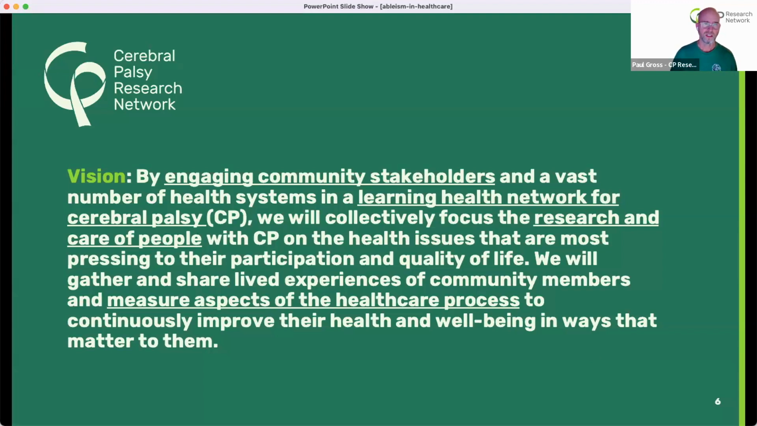So our vision is that by engaging a very large number of stakeholders, both community members and people that care for people with CP, and a large number of health systems in a learning health network, which is a specific thing that uses the data from treatment of people to improve the treatment of those people.